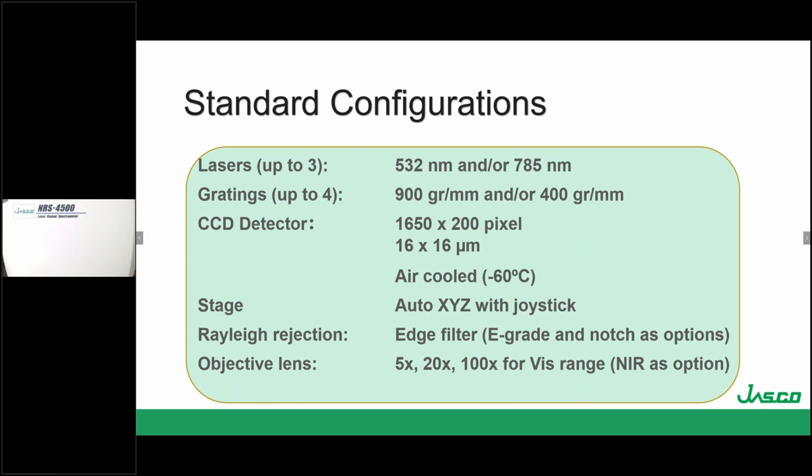The standard configuration of the NRS 4500 is only one laser. It could be 532, 785. It can have up to three lasers. The standard configuration for the 532 is the 900 grating and 400 for the 785 nanometer laser. The standard configuration is a CCD detector and is air cooled. It also has an auto stage with a joystick. The Rayleigh rejection filter is the edge filter, and we have options for the notch or the E grade. The standard objective lenses in the visible range are 5, 20, and 100X, and those can also be placed in the near IR as an option.